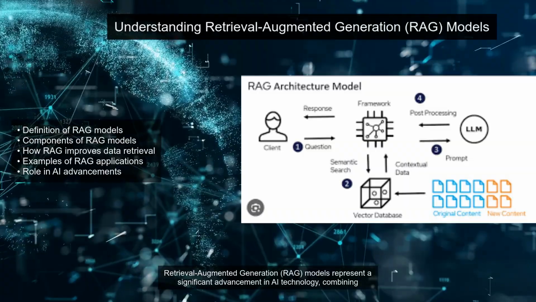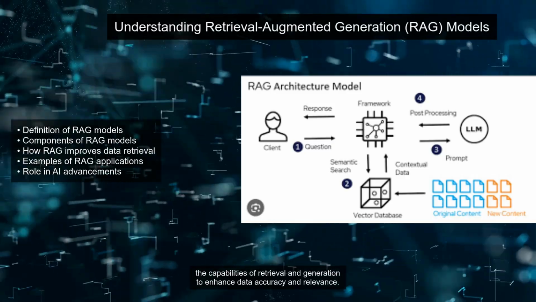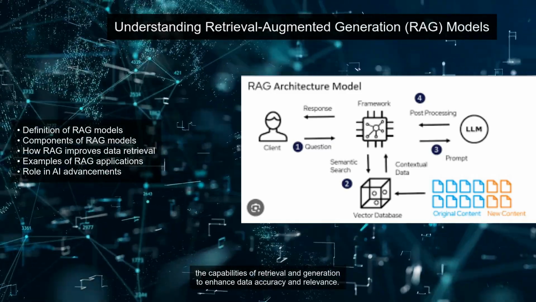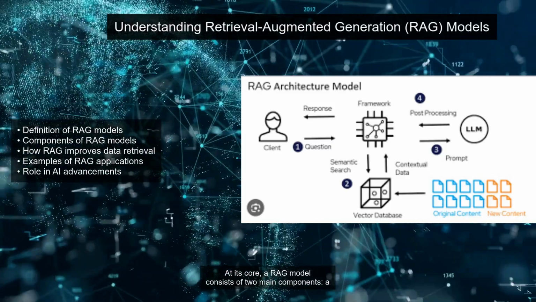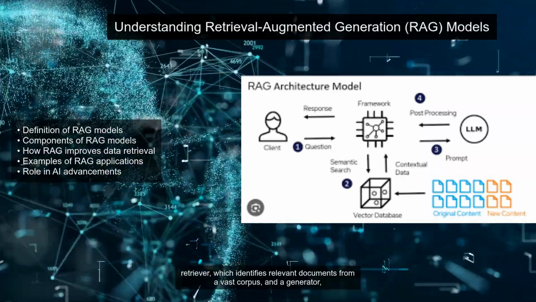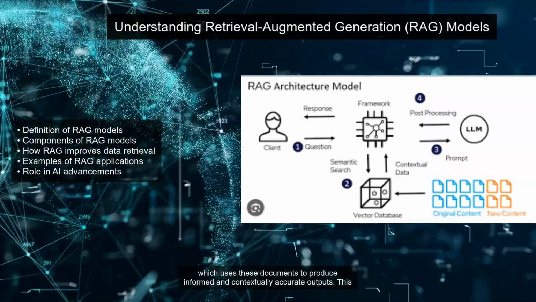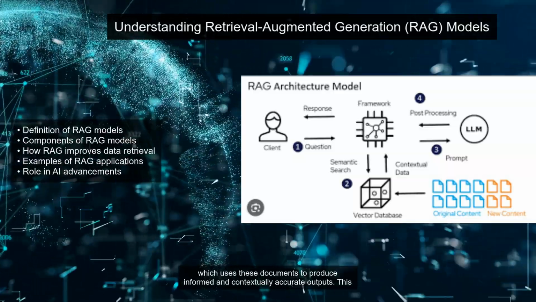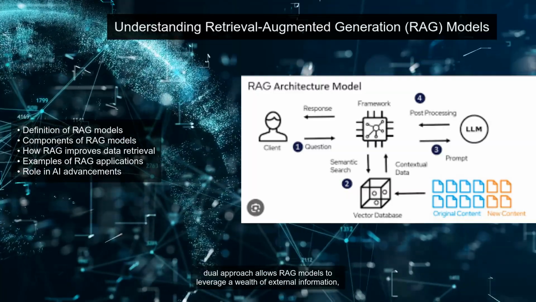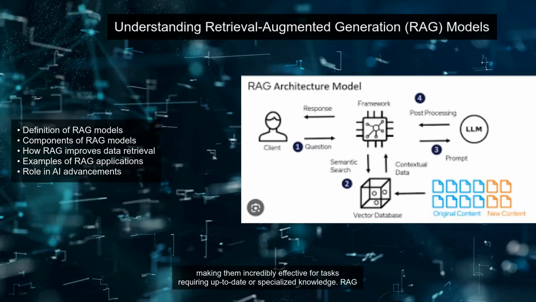Retrieval augmented generation, RAG, models represent a significant advancement in AI technology, combining the capabilities of retrieval and generation to enhance data accuracy and relevance. At its core, a RAG model consists of two main components: a retriever, which identifies relevant documents from a vast corpus, and a generator, which uses these documents to produce informed and contextually accurate outputs.